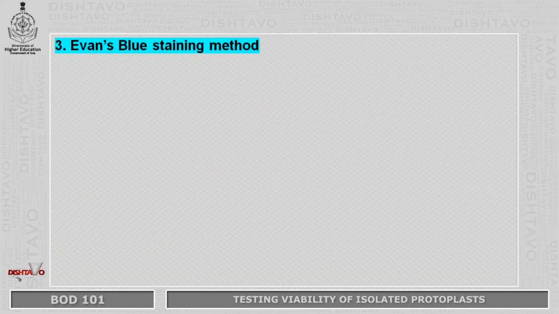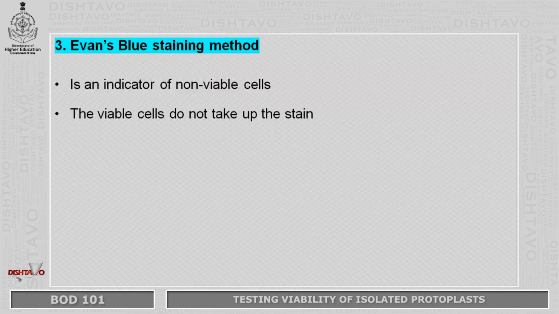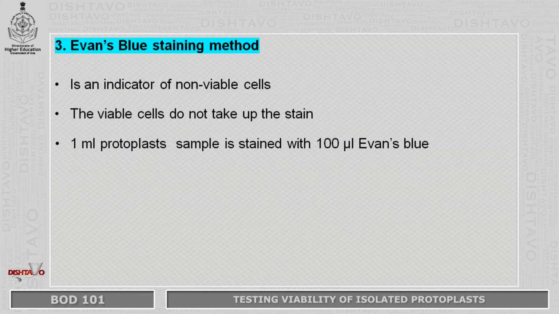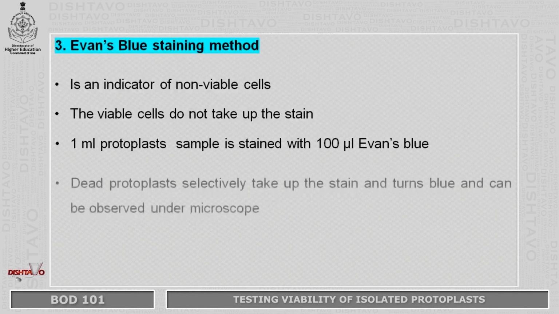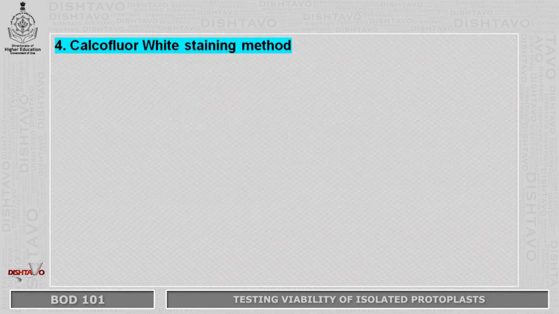Third method is Evans blue staining method. It is an indicator of non-viable cells. The viable cells do not take up the stain. Here, 1 ml of protoplast sample is stained with 100 microliter of Evans blue. Dead protoplasts selectively take up the stain and turn blue and can be observed under microscope.